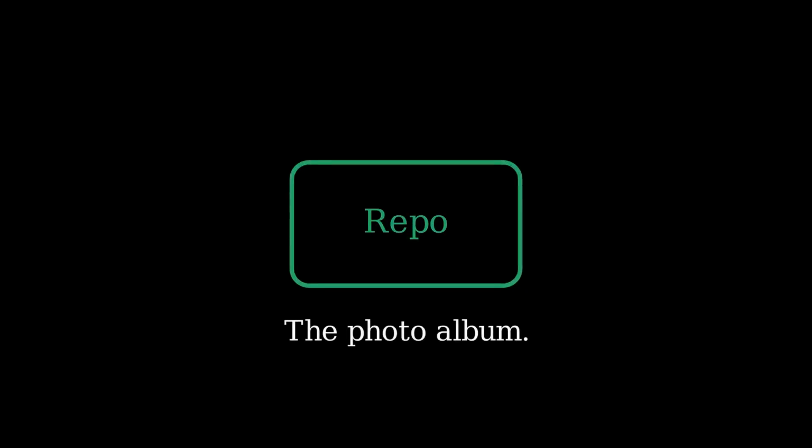Finally, the local repository, the photo album. Once a snapshot lands here, it is permanent. Green means committed. Red, working. Yellow, staging. Green, repo. Remember these colors.